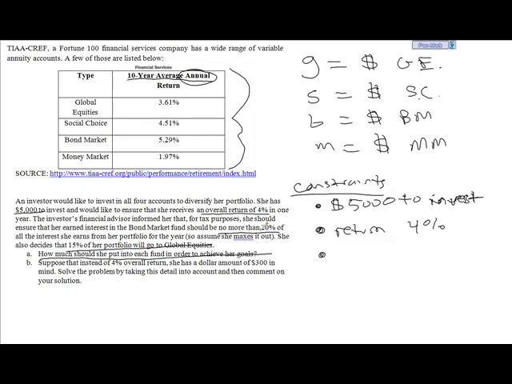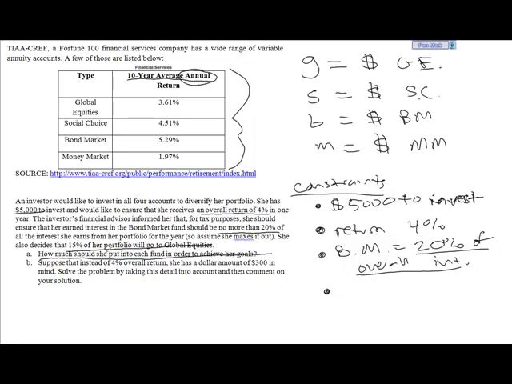Then we also know that this person wants to earn no more than 20% of all the interest from her portfolio for the year from the bond market fund. So bond market, we'll just say, it can be as much as, so we'll say bond market equals 20% of overall interest. Now we have to be careful, this is 20% of all of the interest that she earns, no more of that should come from the bond market.